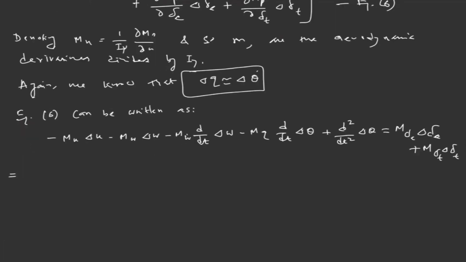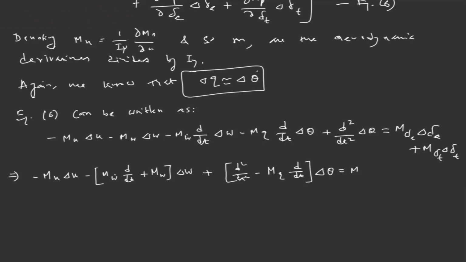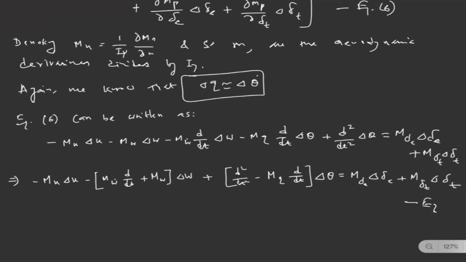And if we further simplify this expression, we can write minus mu delta U minus m w dot d dt plus mw delta W plus d square dt square minus mq d dt capital delta theta equal to m delta E capital delta E plus m delta T capital delta T. And let us define this equation as equation 7.